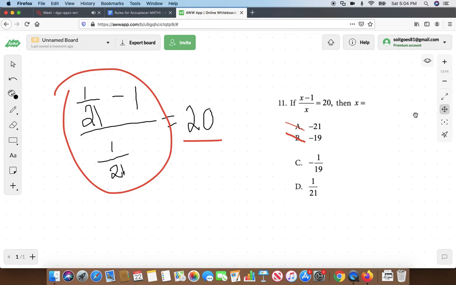Does that make sense, Keisha? Yes. Okay. And that's the beauty of focusing on what you know, and not worrying too much about what you don't know. You may not know how to deal with fractions. We're going to go over that here in just a minute.